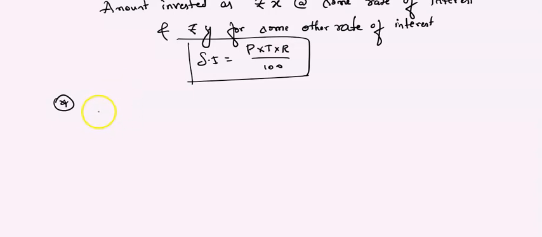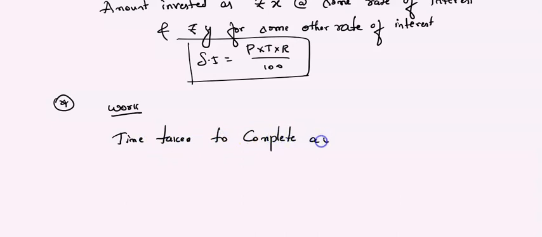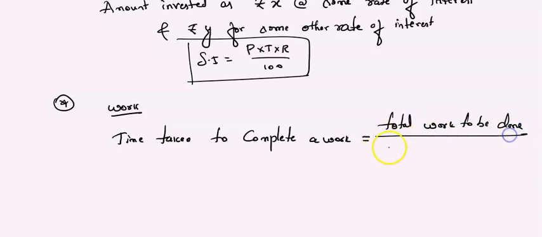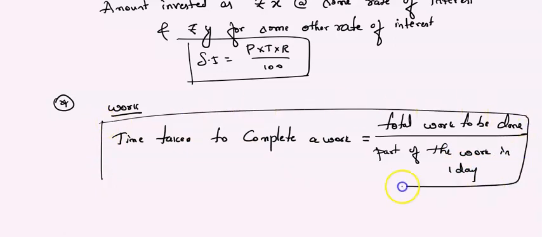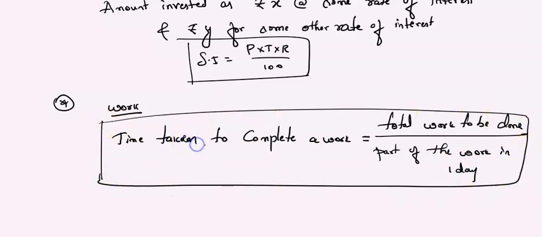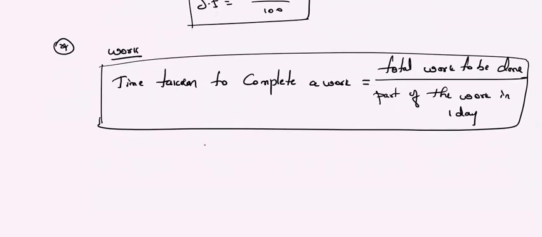And the next case is based upon work. Time taken to complete a work is equal to total work to be done upon part of the work in one day. So this is the formula you have to use. Time taken to complete a work: how can you calculate how much time it will take to complete the work? It depends upon total work to be done upon part of the work in one day.